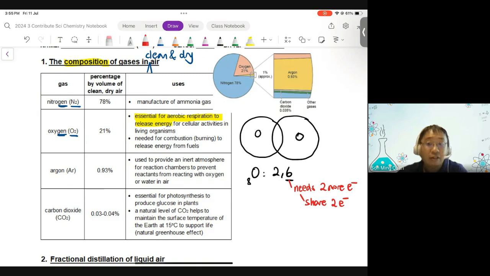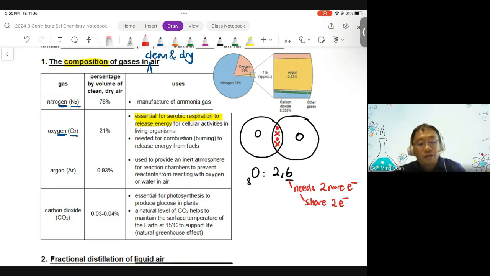So what does sharing 2 electrons in the O2 molecule look like? It looks like this. Dots and crosses. This is what sharing 2 electrons looks like. Each oxygen shares 2 electrons with the other. So 2 dots and 2 crosses.